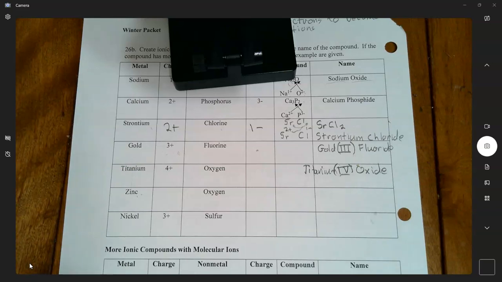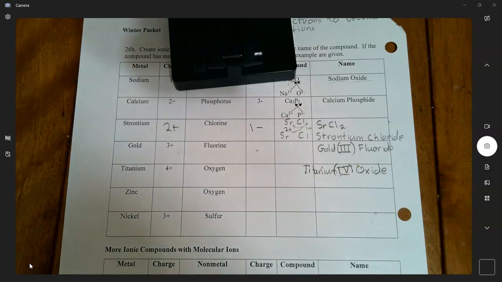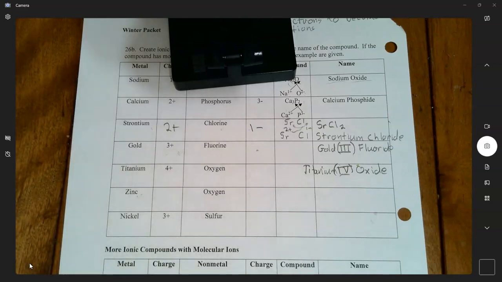All right? Nickel. Now nickel has more than 1 possible charge. We're saying we're going to use the 3+. Sulfur has a 2- charge. So this is 2-, this is 3+. You cross them, and you end up with nickel Ni2S3. Okay, Ni2S3. You need 3 sulfurs for every 2 nickels.